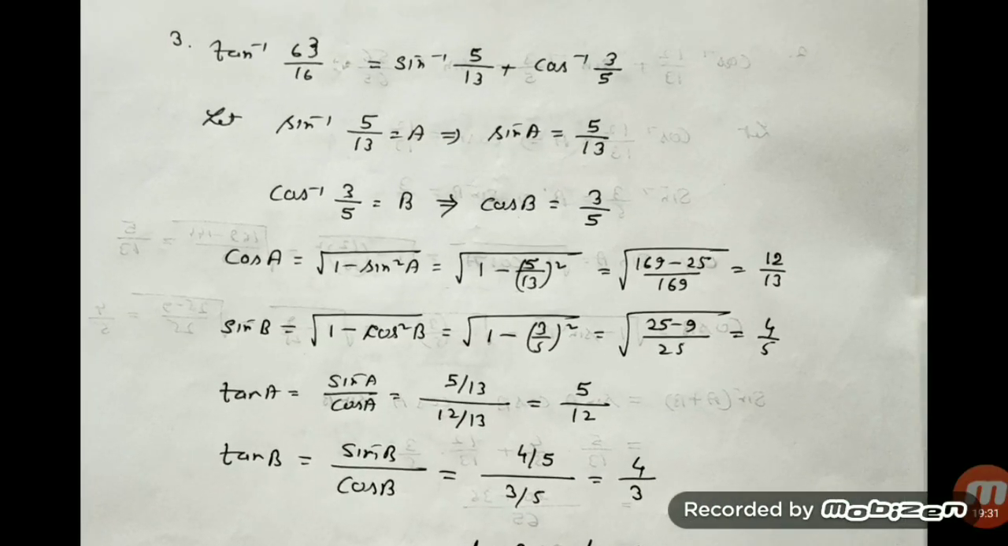Now sometimes what happens? Sin, cos and this is again a little bit different question. Sin, cos and tan. On the right side they are present. So let us name this as A and this as B. Okay, it becomes A plus B. But on the right side I need tan. So since we require tan, what will we do? Tan of A plus B formula we are going to use. So first sin inverse is equal to A, that gives you sin A equal to 5 by 13. Cos inverse of 3 by 5 equal to B, that gives you cos B equal to 3 by 5. Okay.